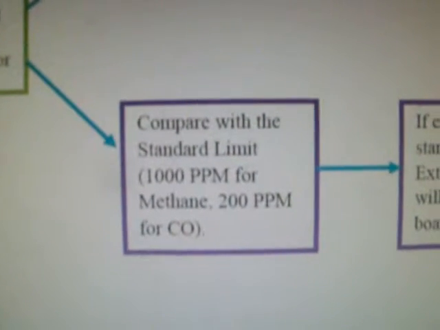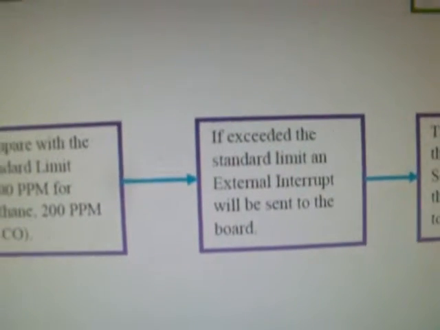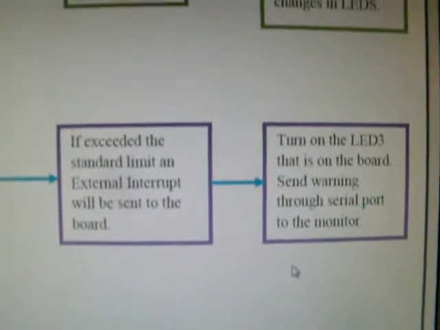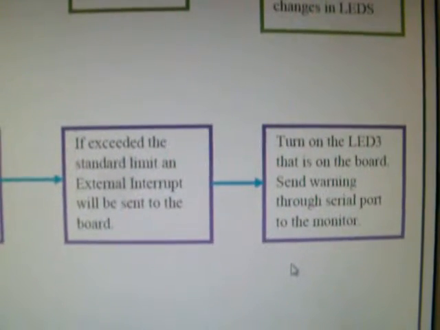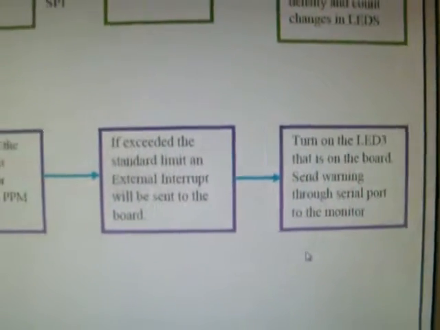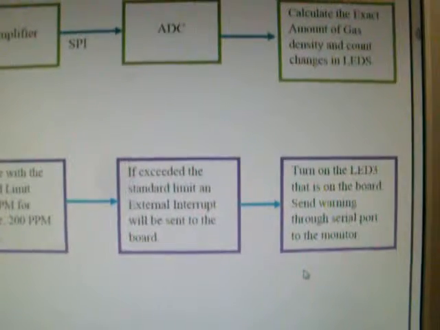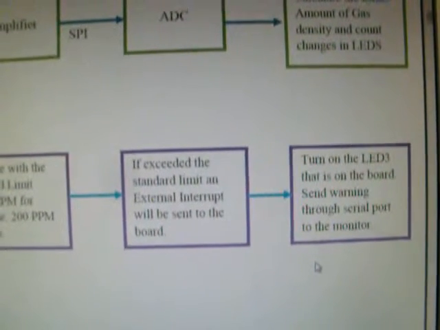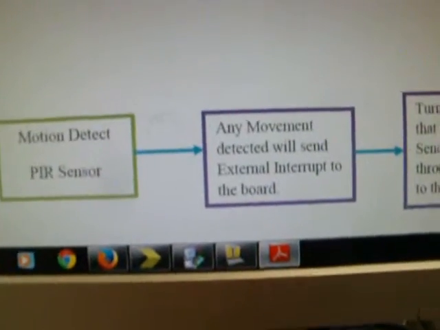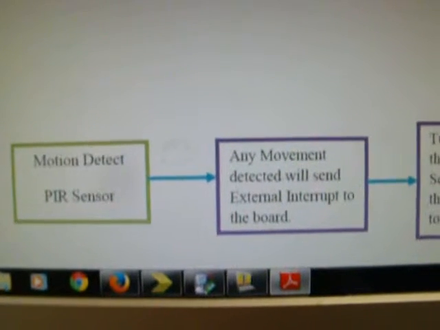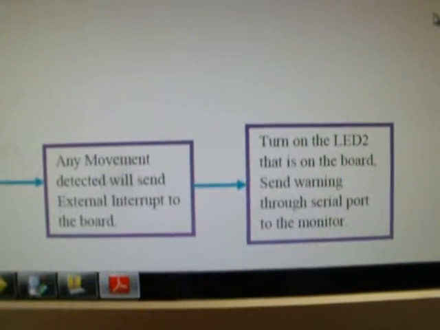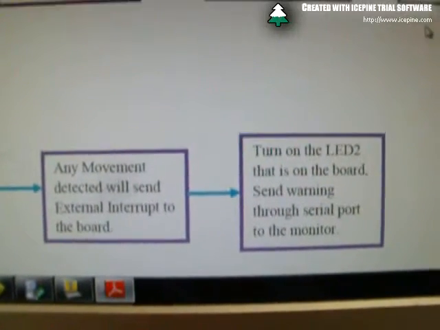In the second way, we use the external interrupt to compare. We define one limit for the gas in the room, and we continuously compare this limit with the amount of gas, for example 500 ppm for methane, and whenever the gas in the room exceeds this number, it sends the external interrupt to the FPGA. Also, if there is any motion happening in the room, we use the external interrupt and turn on the LED on the FPGA board.